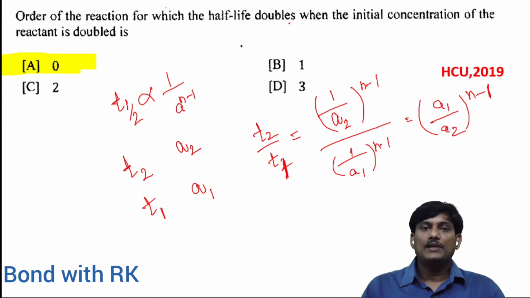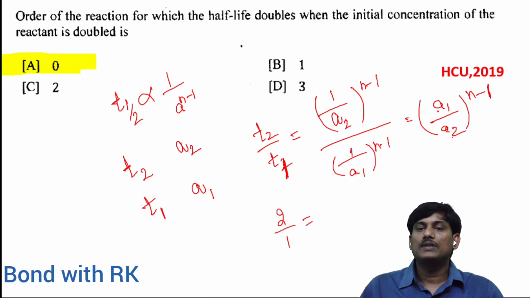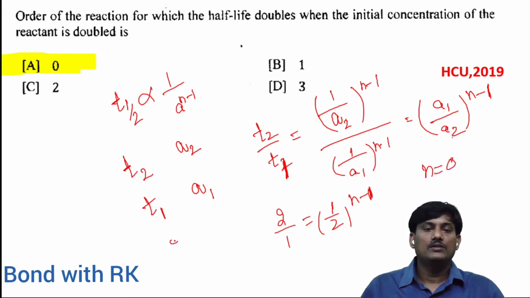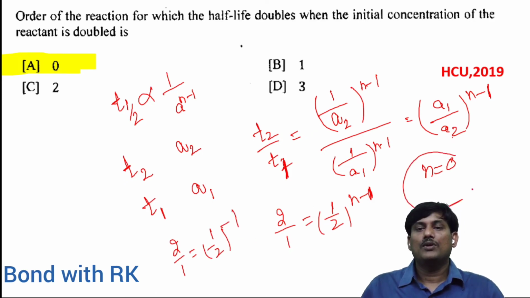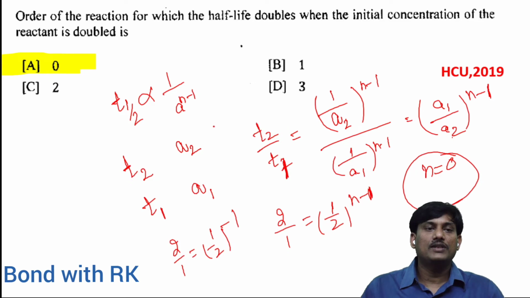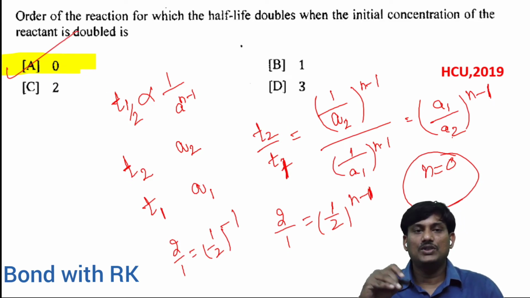Order of the reaction for which half-life doubles. Okay, T2 is 2 times T1, so the ratio is 2 by 1. The initial concentration of the reactant is doubled, so A2 is 2 times A1, so it will be 1 by 2 power of n minus 1. So 2 by 1 is equal to 1 by 2 power of minus 1, when n is equal to 0. So what is the order of the reaction? The order of the reaction is 0.